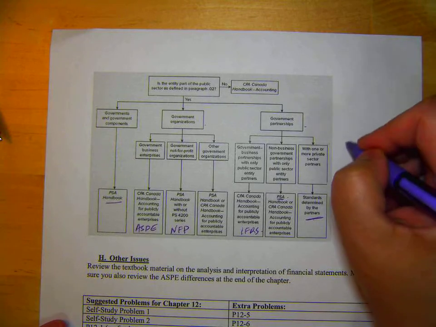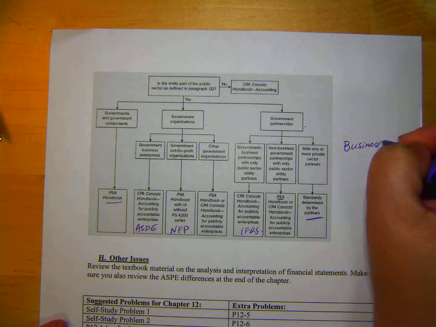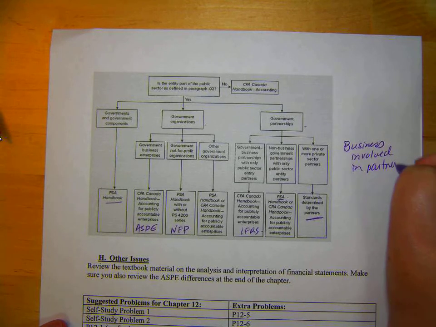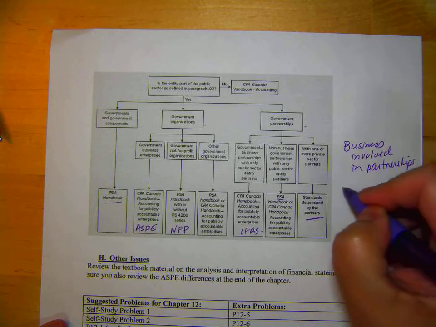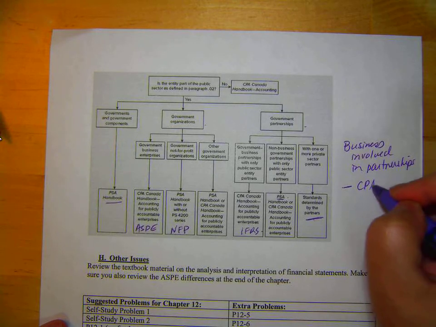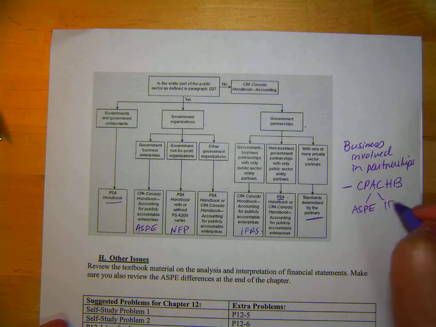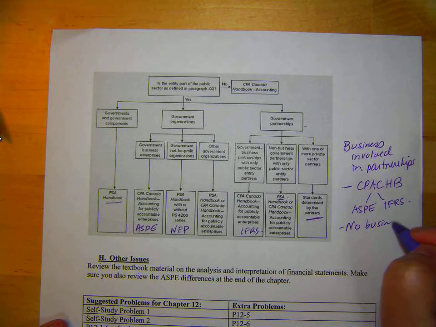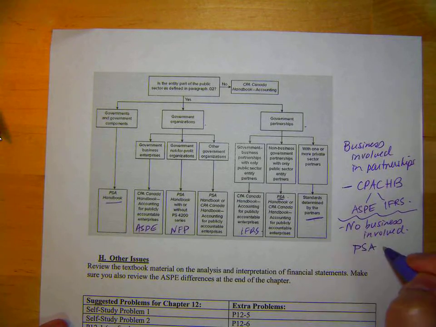So basically, if there's business involved in partnerships, you're using the CPA handbook, either or IFRS. No businesses involved, then public sector accounting handbook.